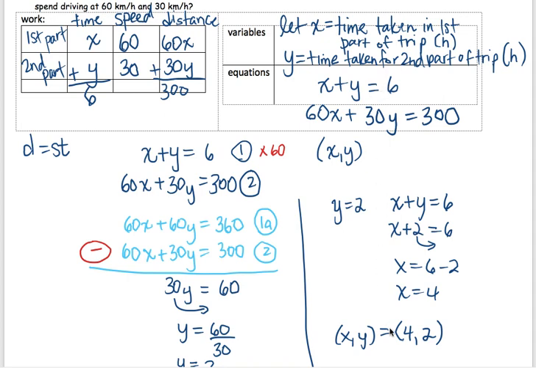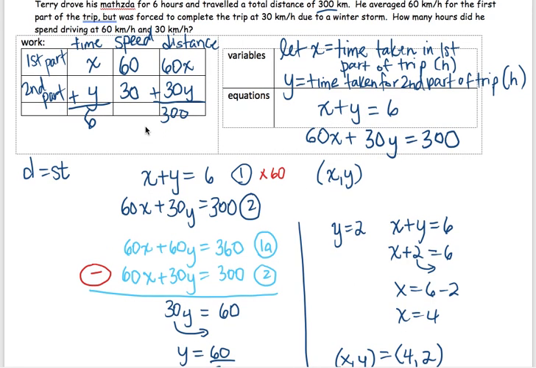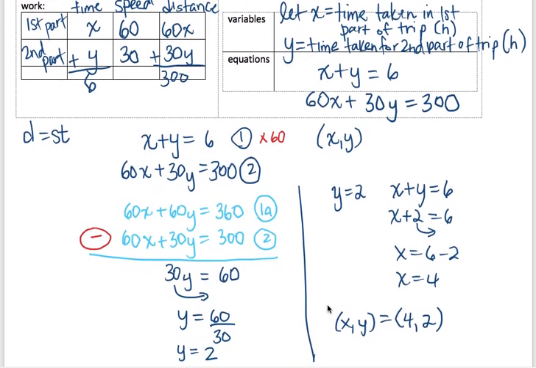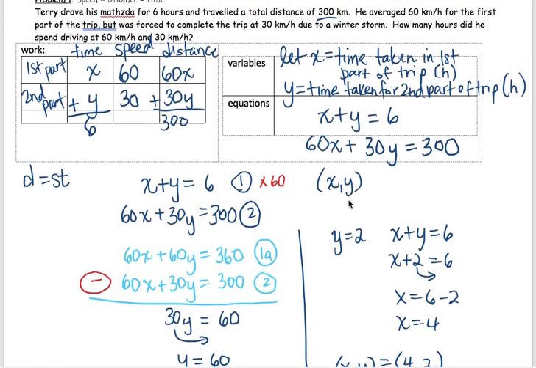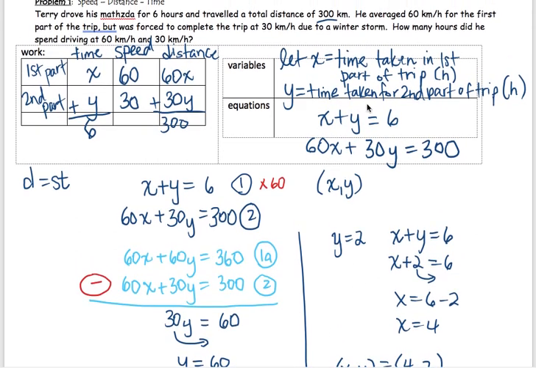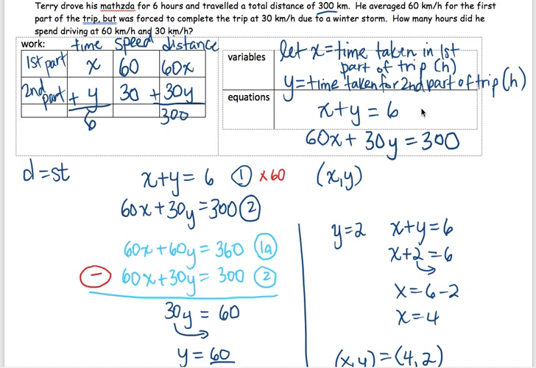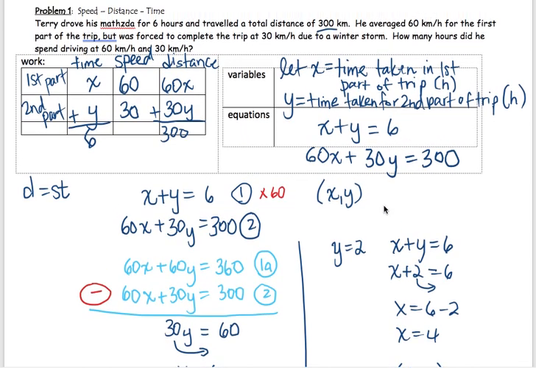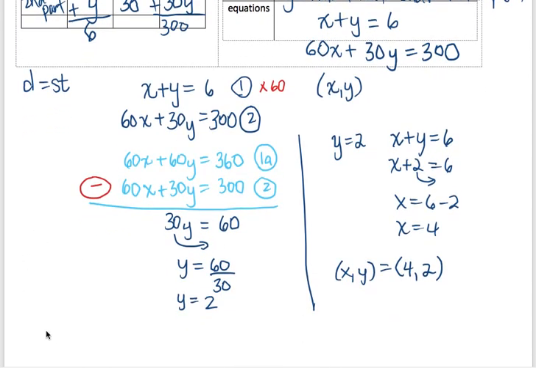So x, in our case here, 4, represents the time taken in the first part of the trip. So it took, what was this guy's name? Terry. It took Terry 4 hours in his first part of the trip. And then the second part of his trip, he took 2 hours, okay? All right, so let's write that here.